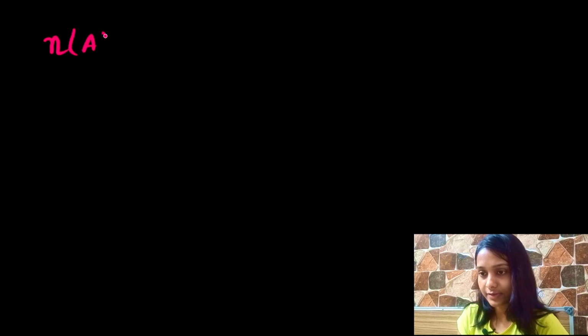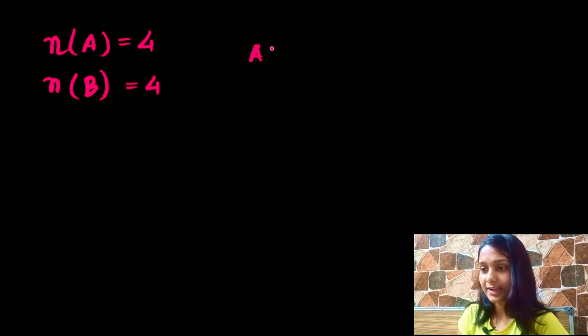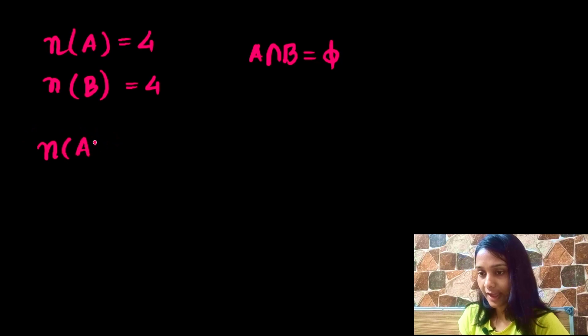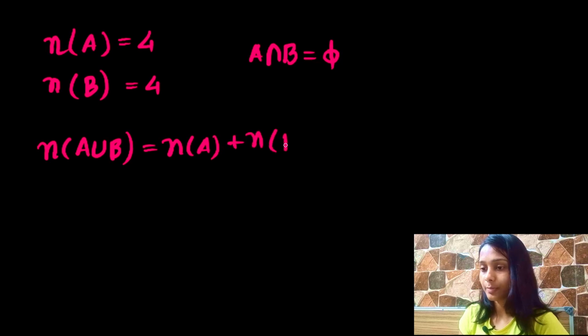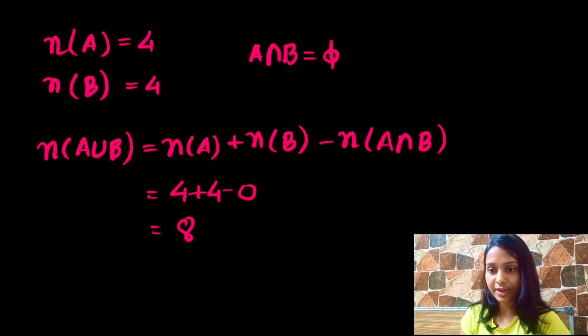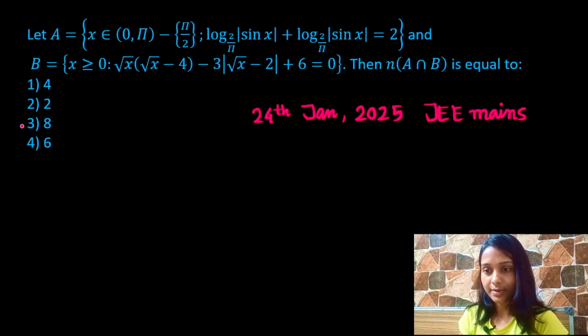n of A is 4, n of B is 4, and A intersection B is empty, as these two do not contain any common element. So n of A union B will be n of A plus n of B minus n of A intersection B. So it will give 4 plus 4 minus 0, which is 8. So let me just check the option. So yeah, option 3 is the correct answer. This is the correct option.